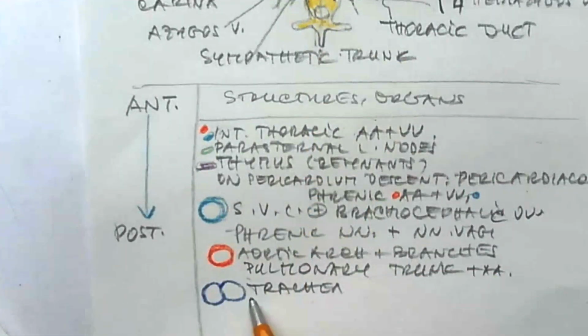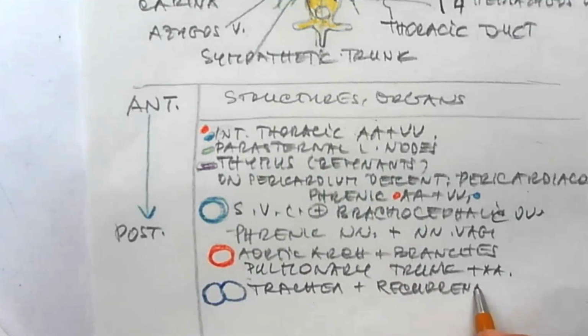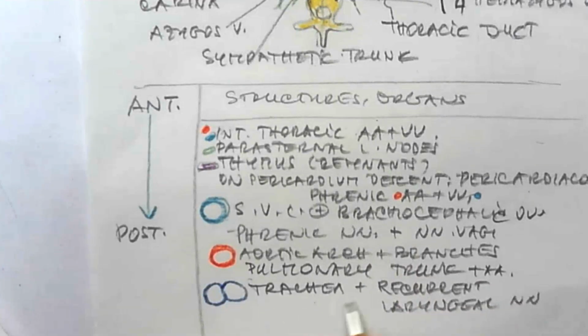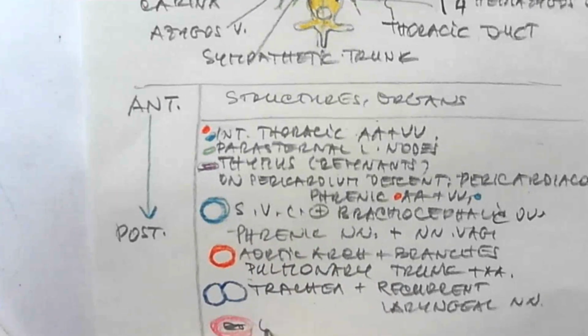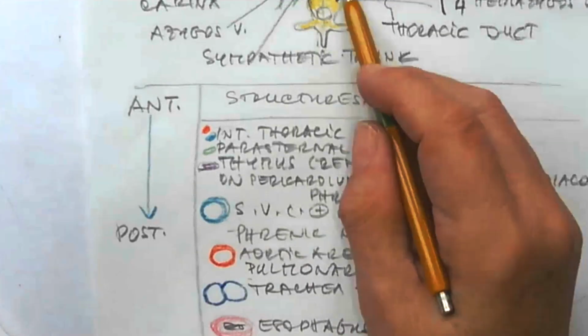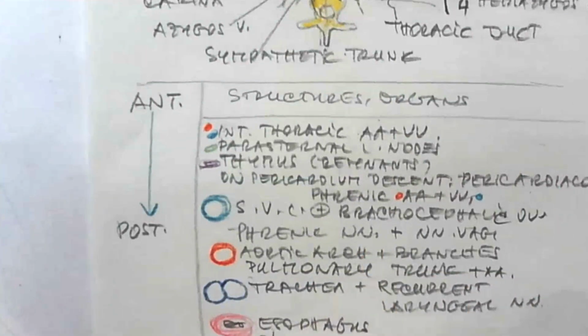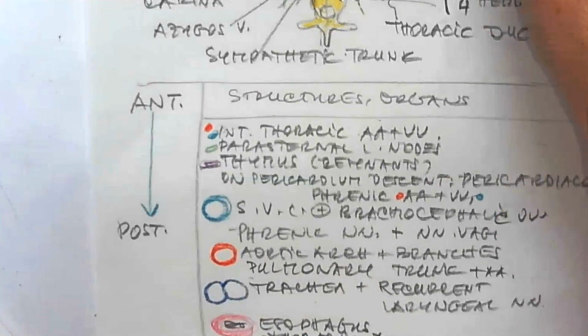Then immediately after that lies the plus recurrent laryngeal nerves, of course, laryngeal nerves, correct. Then follows the esophagus, definitely, esophagus. We can write also esophagus, plus behind that lies thoracic duct, the thoracic duct lies behind, fine.